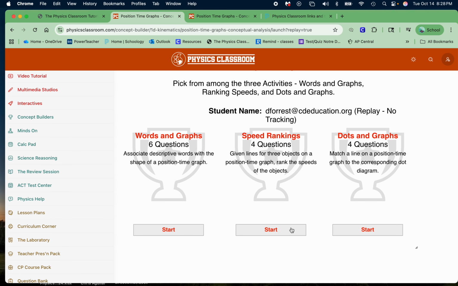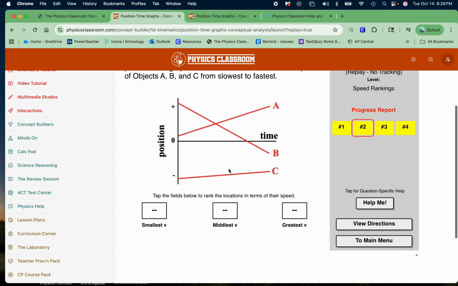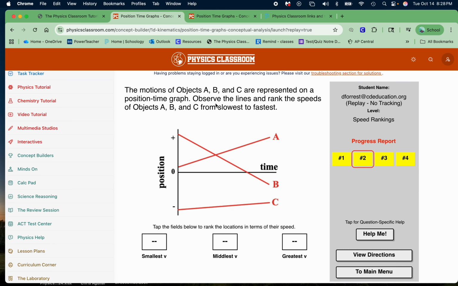So this one is speed rankings. So here, it's the motions of objects A, B, and C, presented by a position time graph. Observe the lines and rank the speeds of objects A, B, and C. Now be careful, this is asking you to rank the speed, yet it says V here implying velocity. So it's only speed, meaning that whether the slope is positive or negative isn't important. You're just looking at the steepness of the slopes.